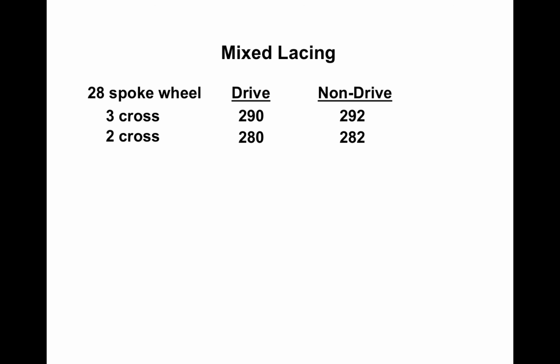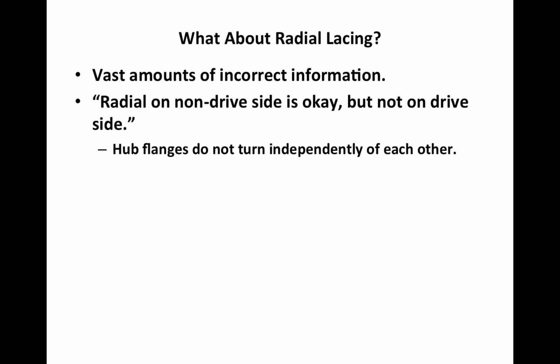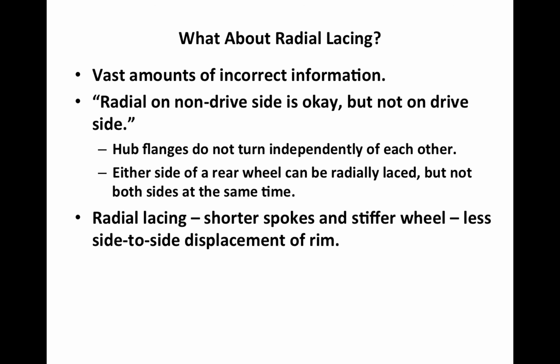People like radial lacing because radial lacing looks cool, but there's a lot of information about radial lacing that is incorrect. People will say you can do radial lacing on the non-drive side, but you can't do radial lacing on the drive side because the drive side has to be able to transmit torque. But this is incorrect because the hub flanges do not turn independently of each other. So in reality, either side of the rear wheel can be radially laced, but not both sides at the same time. Radial lacing gives you shorter spokes and a stiffer wheel and less side-to-side displacement of the rim.